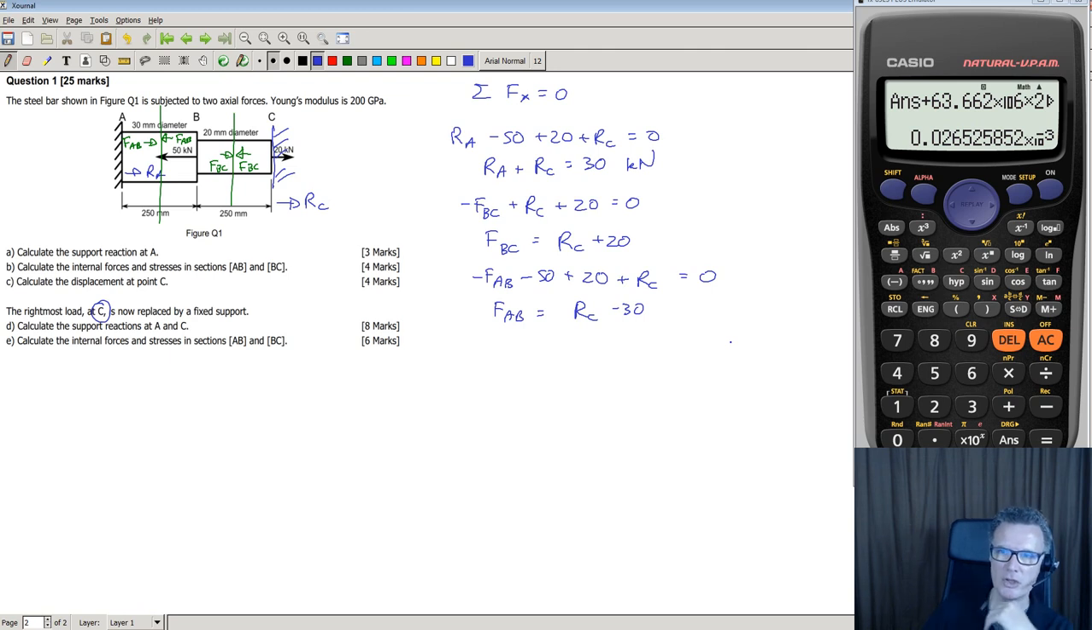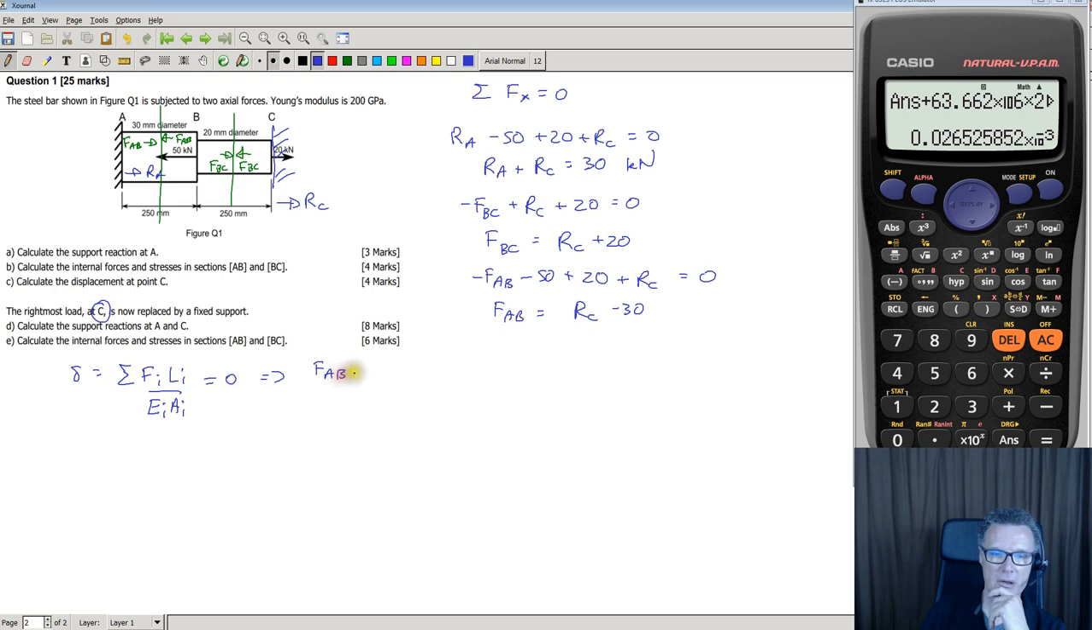Let's carry on. So the only other equation I can use is the fact that the extension of the bar, let's say for example at C, is going to be 0. It's not going to move. So if I sum up how these two sections are going to move, like I did before, this in this case will equal 0.